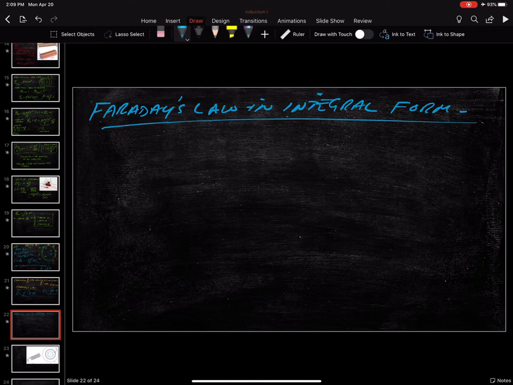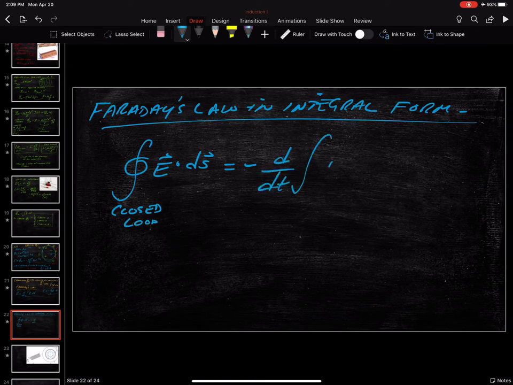Which says integral E dot ds integrated over a closed loop, kind of like Ampere's law, is minus d/dt of integral B dot dA integrated over an area bounded by that loop. Okay?